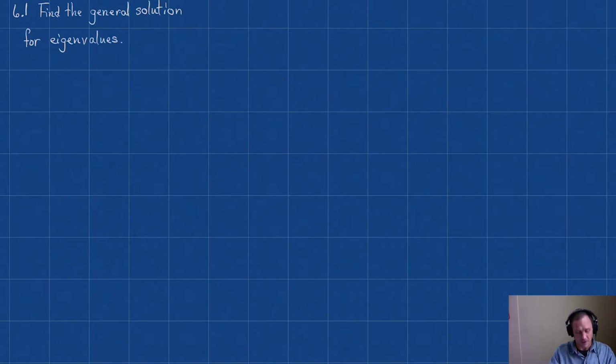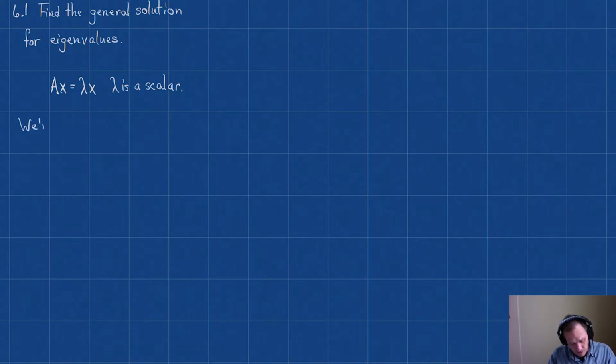All right, here we go. So how does this work? Well, let's take a look at this. What we said is an eigenvalue problem is Ax equals lambda x, and lambda is a scalar. For simplicity, we'll just do it this way. Assume A is 2 by 2.